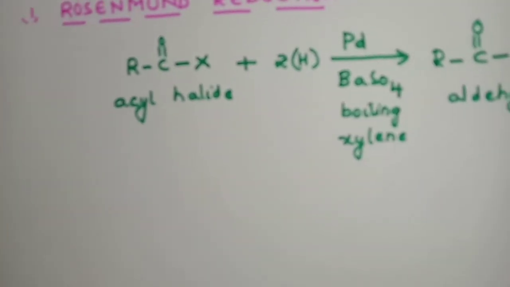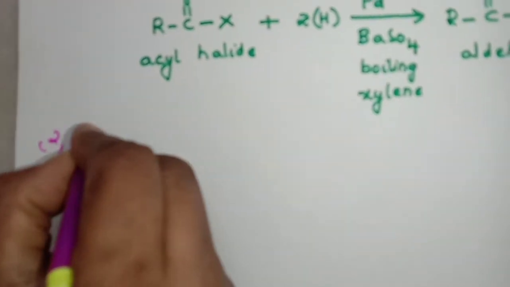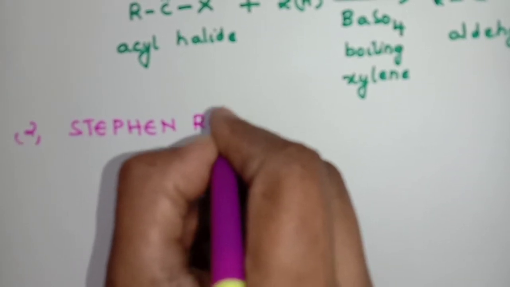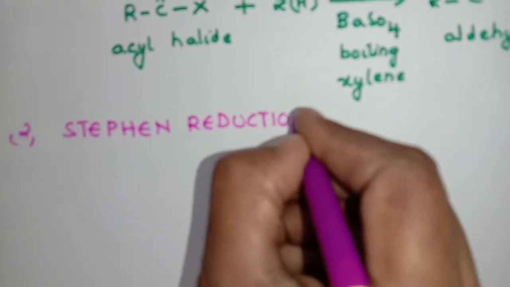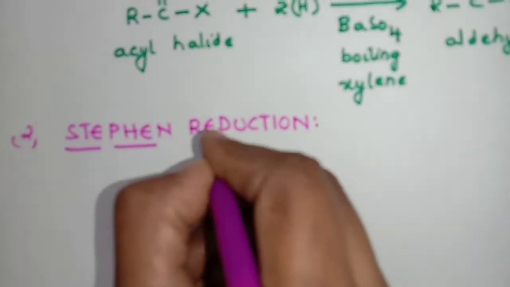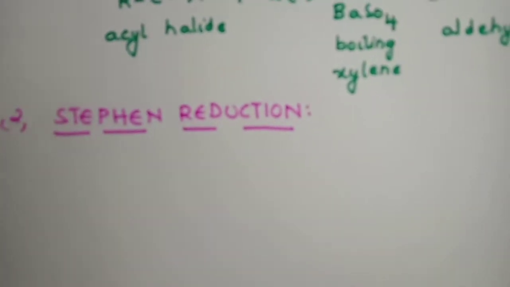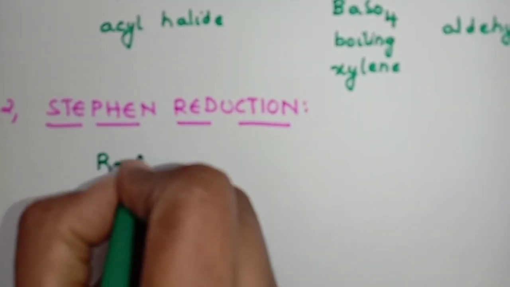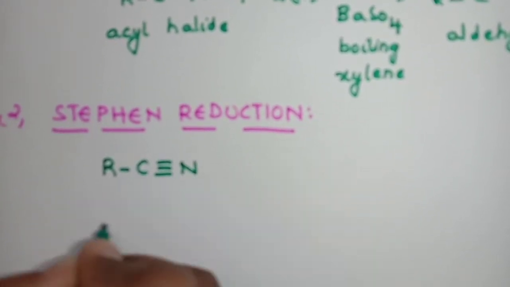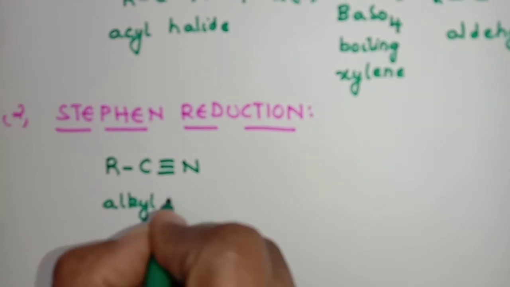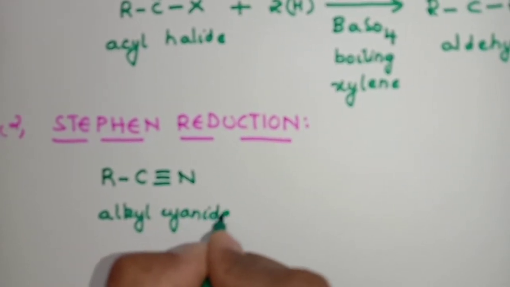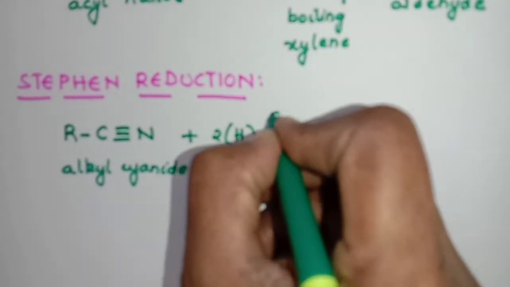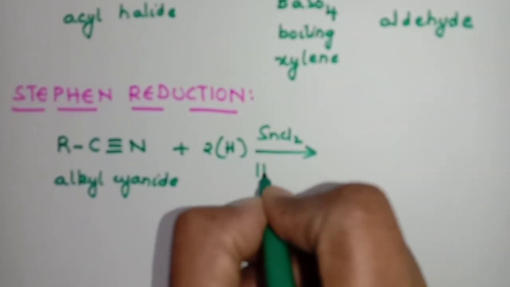Second method is Stephen reduction. What is it, students? Stephen reduction. So, how do we prepare aldehydes in Stephen reduction? In Stephen reduction, alkyl cyanides are used, R C triple bond N. This is called alkyl cyanide. So, alkyl cyanides, when they react with hydrogen in the presence of SnCl2. What is SnCl2? Stannous chloride.